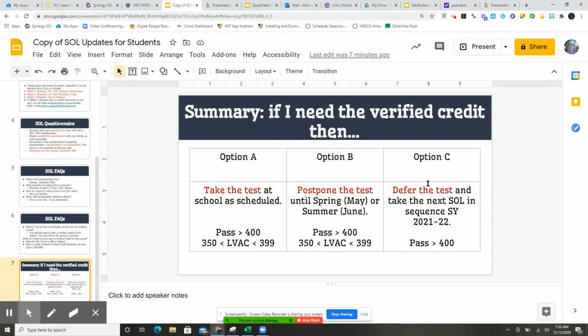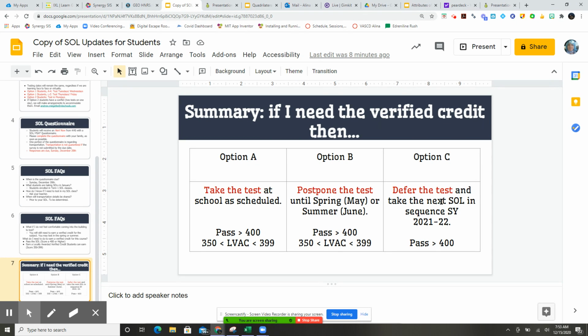Option C, and this is a brand new option, this has never been offered before, is you can defer the test. So for instance, we're in geometry right now. Next year, you'll take Algebra 2, hopefully Algebra 2 Trig. Algebra 2 has an SOL. You can say, I don't feel comfortable coming into school in the year 2021 to take an SOL. I'm going to not take my geometry test, and I'm going to take the Algebra 2 instead.